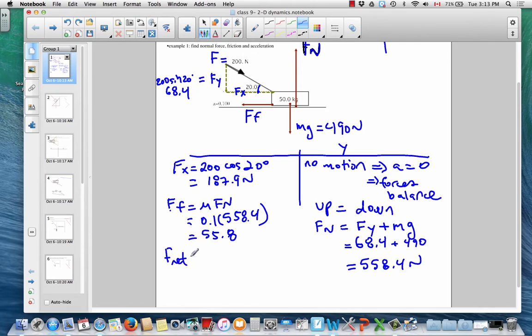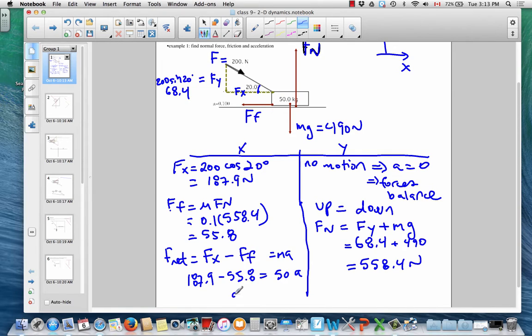So now we can say there's an unbalanced force in the x or horizontal direction. This way is x. Unbalanced force is always equal to ma. In this case, the unbalanced force is the x horizontal component of applied force minus friction. So we have 187.9 minus 55.8 equals the mass times the acceleration. Solve for the acceleration. We get 2.64 meters per second squared.